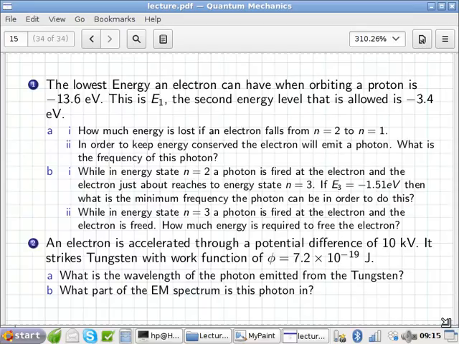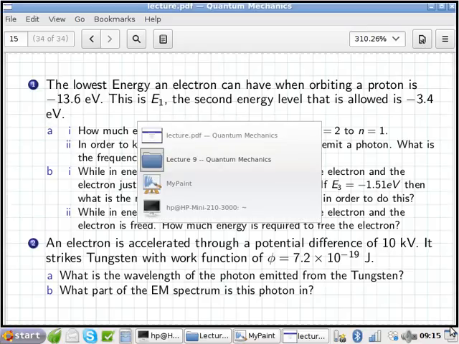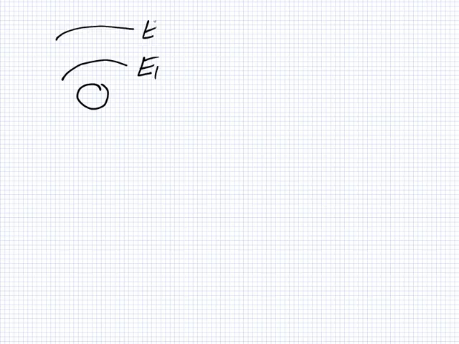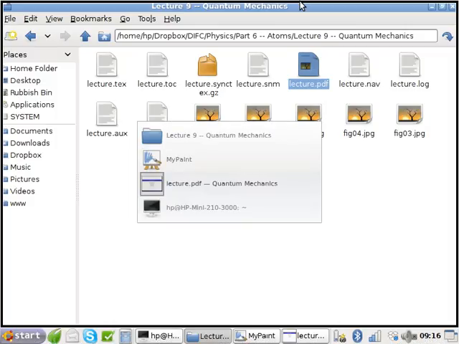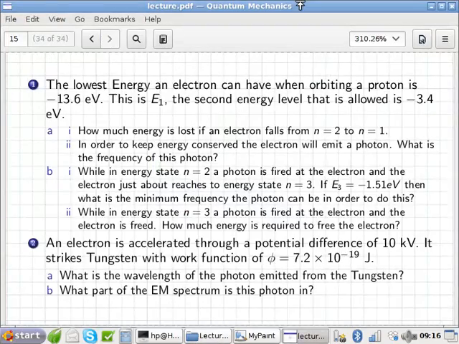So the lowest energy an electron can have when orbiting a proton is minus 13.6 electron volts. This is E1. The second energy is minus 3.4. Let me just draw that first. So here's your proton, here's E1, and then here's E2. E1 is minus 13.6, and E2 is minus 3.4. Okay, so the question is, how much energy is lost if an electron falls from 2 to 1?